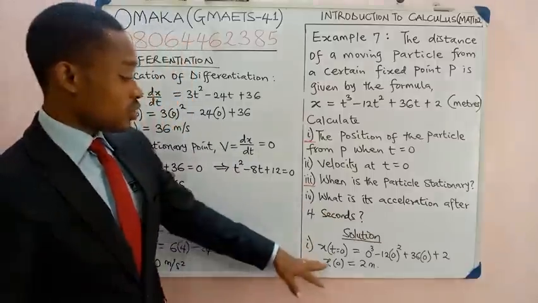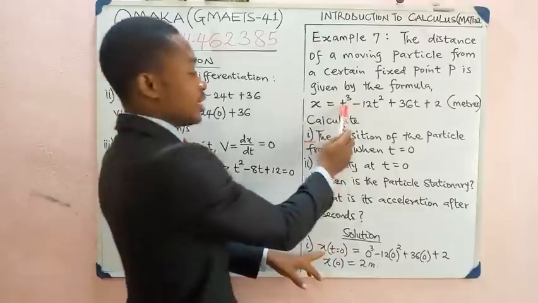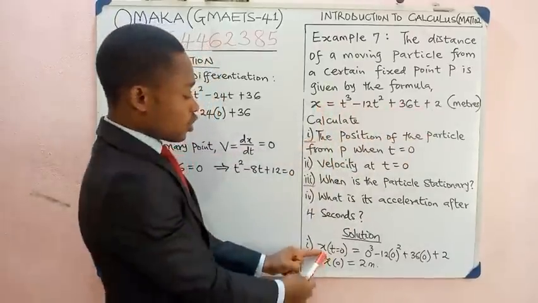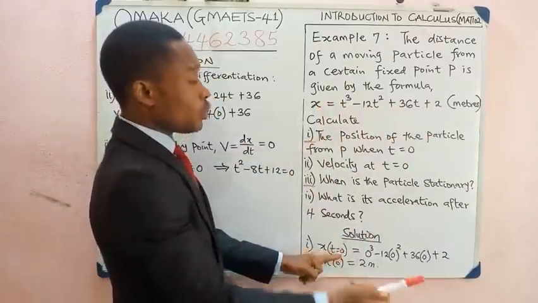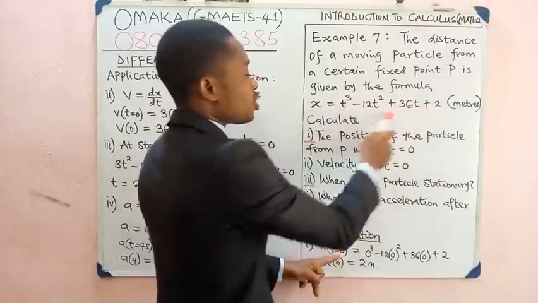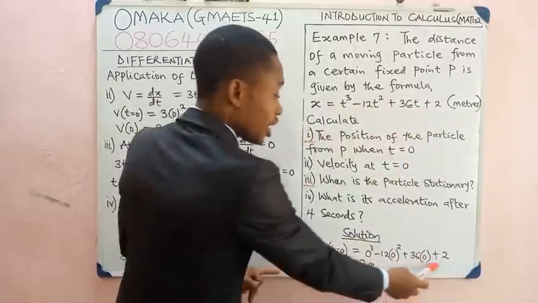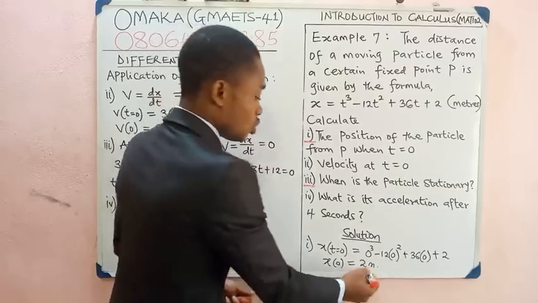You can see the calculation on the board here. The position function is this. So go here, the position when time is equal to 0 will be what? Anywhere you see time, you substitute 0 there. And if you do that, look at, you're going to solve and obtain 2 meters.